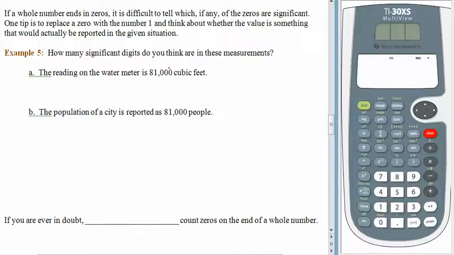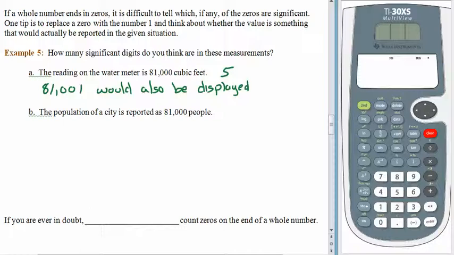Could you do this? And would you see a reading like that? And the answer is yes, you would. Since you would see a reading like that, well, just imagining that one, it's not really there, then all of these zeros are significant. So this one has 5 significant digits because 81,001 would also be displayed. Your water meter can read down to the nearest whole cubic foot. It doesn't count by thousands at your house.